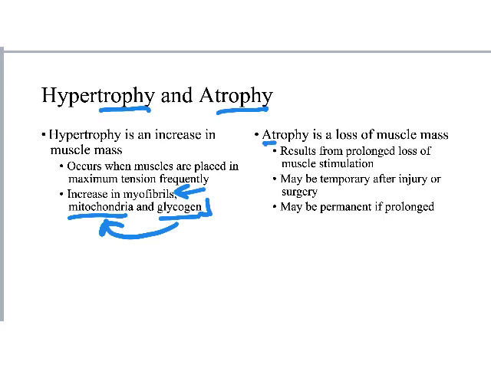Atrophy is the opposite. Whenever you see that A, it usually means it's a negative. So that's negative trophy. Trophy is kind of like a word for growth, trophic. And so hypertrophy will be increased growth, and atrophy will be reduced growth or no growth or negative growth. And so in this case, atrophy occurs when you don't use something.